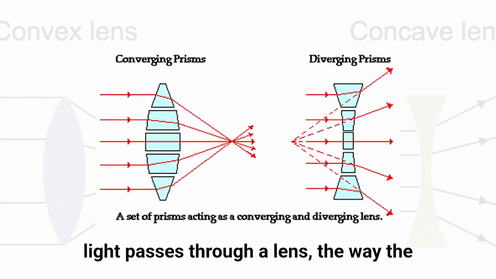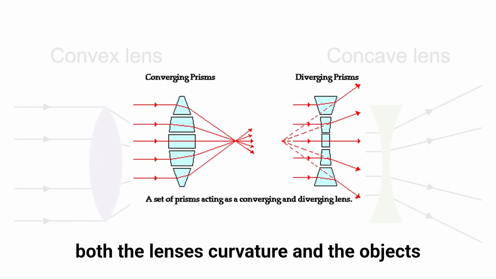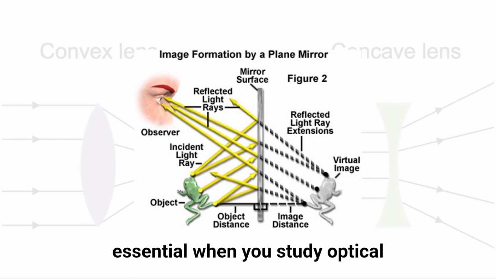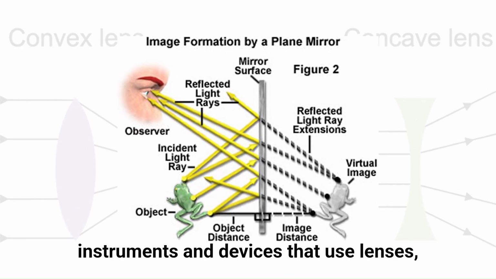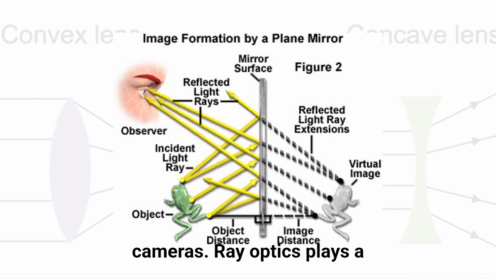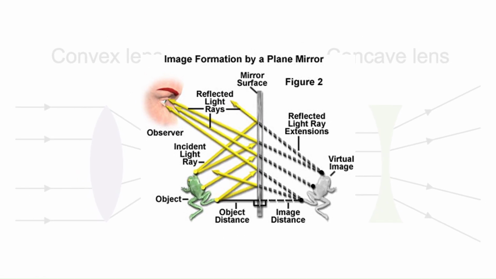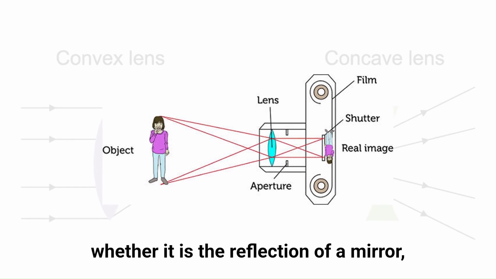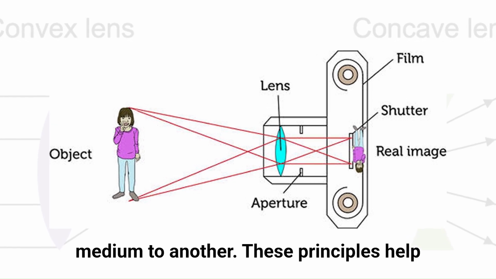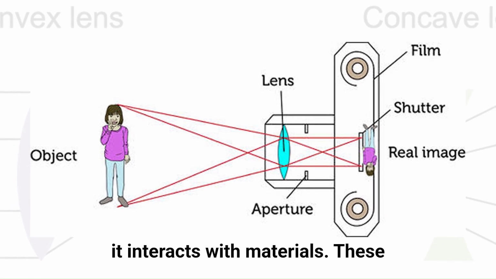When light passes through a lens, the way the light rays converge or diverge depends on both the lens's curvature and the object's position relative to the lens. Understanding these principles is essential when you study optical instruments and devices that use lenses, such as microscopes, telescopes, and cameras. Ray optics plays a crucial role in understanding how light behaves in different situations. Whether it's the reflection of a mirror, the bending of light through a lens, or the refraction as light travels from one medium to another, these principles help us understand the nature of light and how it interacts with materials.